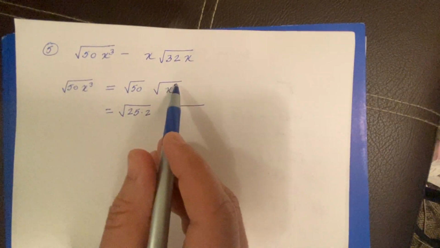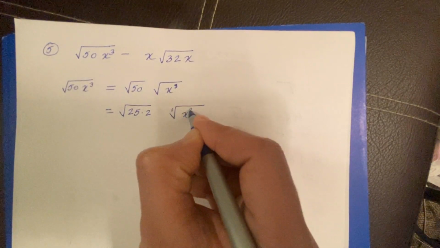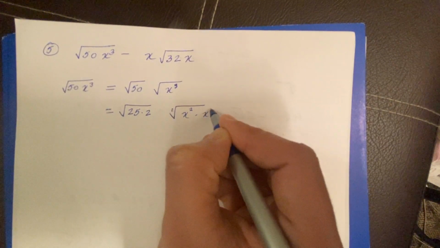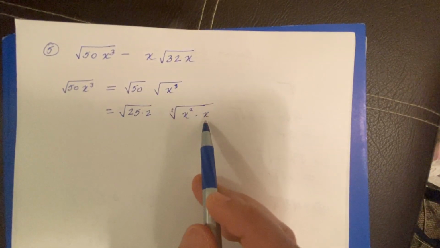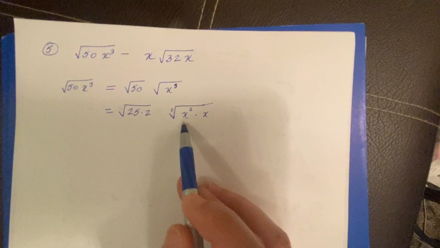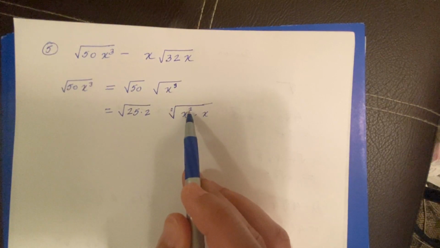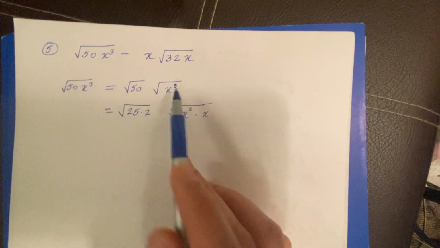So what we can do with this x to the power 3 is we can say x to the power 2 times x to the power 1, or we don't have to write 1 on the power, so it's just x. Basically when we combine these two, since they have the same base, we can combine them to a single base and just add the power. So this is x to the power 3.